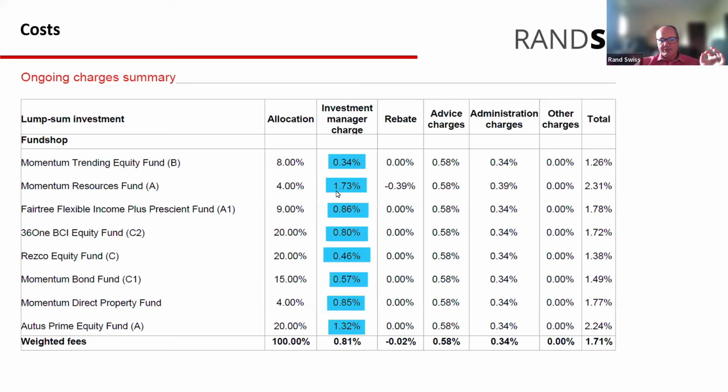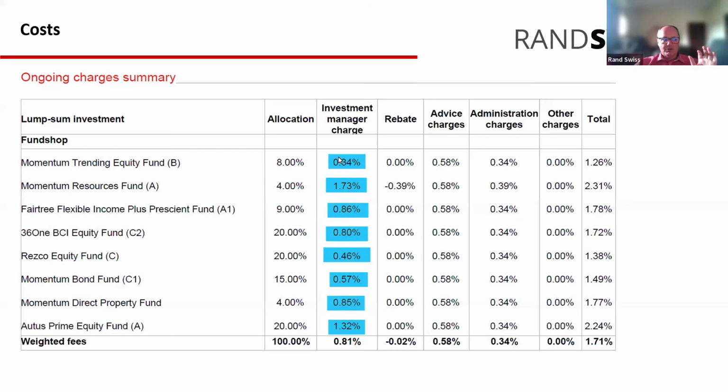Look at what the managers charge. So you get up to 1.73. But there's an admin charge on the Momentum platform of 39 basis points. So they give you a rebate because it's a Momentum fund. So ignore that kind of anomaly. But you can see it goes up to 1, 2, 3%, all the way down to 34 basis points.